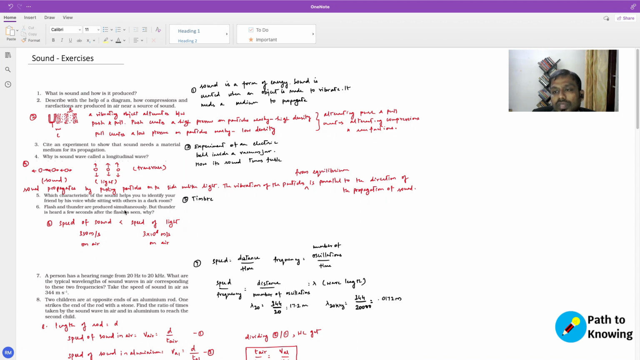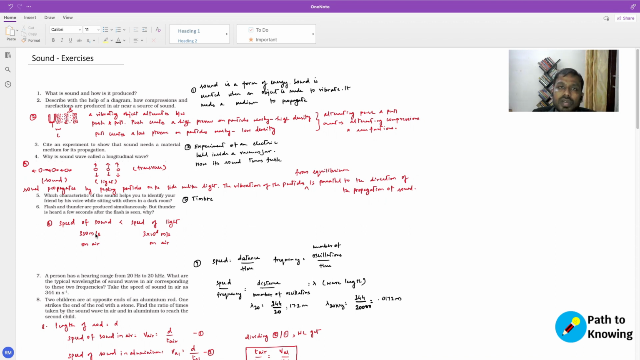Flash and thunder are produced simultaneously, but the thunder is heard a few seconds after the flash is seen. Why? We learned it is because the speed of sound is much lower than the speed of light. To give an example, the speed of sound in air is approximately 330 meters per second, whereas the speed of light is approximately 3 into 10 power 8 meters per second. So this is way faster than the speed of sound.